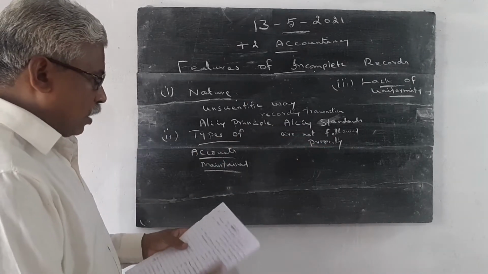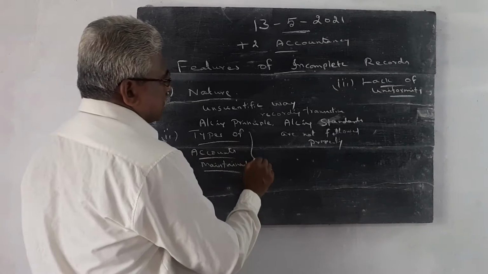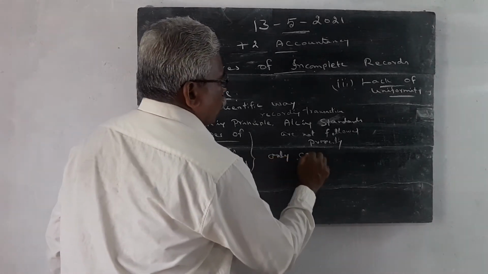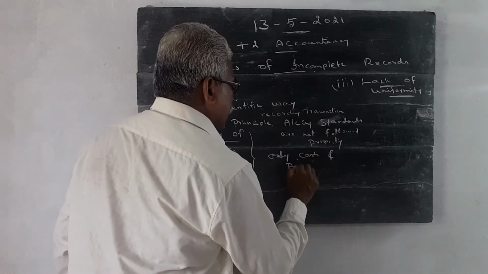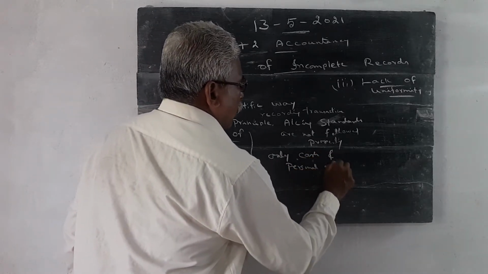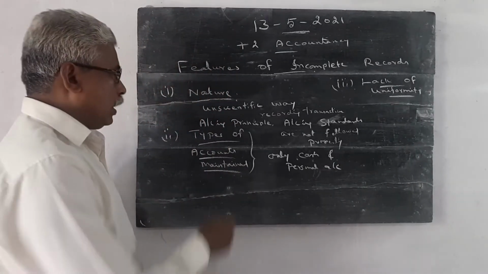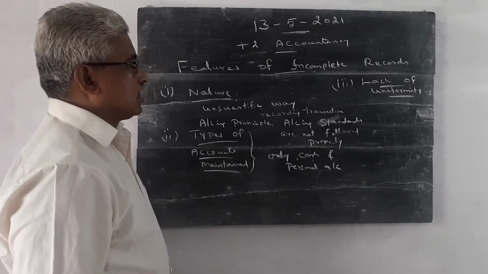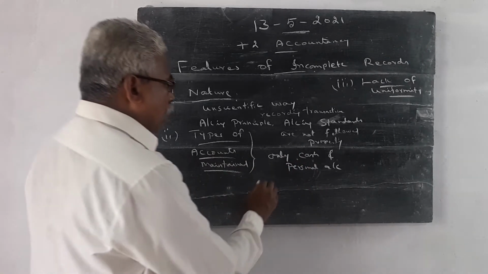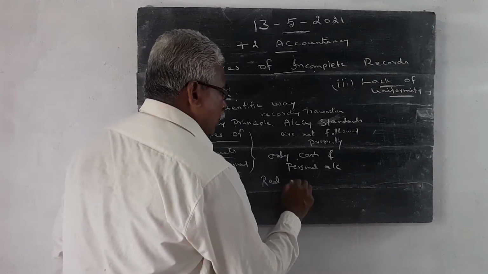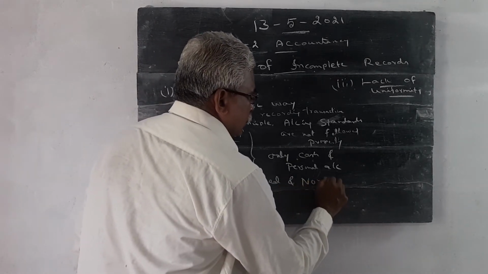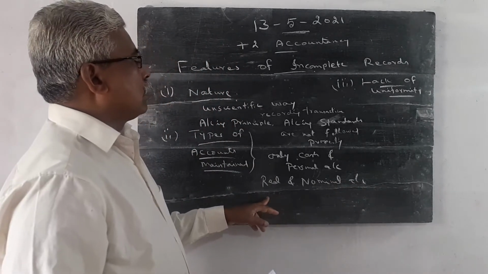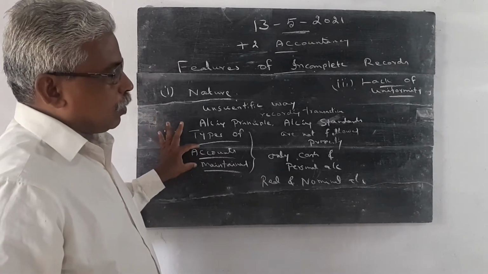Then types of accounts maintained. In this point, only cash and personal accounts are maintained fully. Only cash account and personal accounts are maintained fully. Real account and nominal account are not maintained properly. Then point number 2, types of accounts maintained.